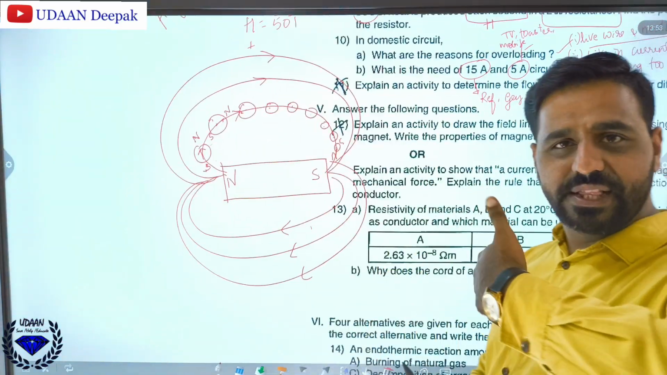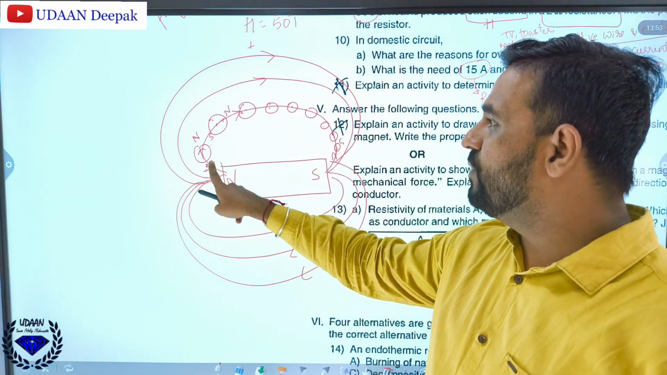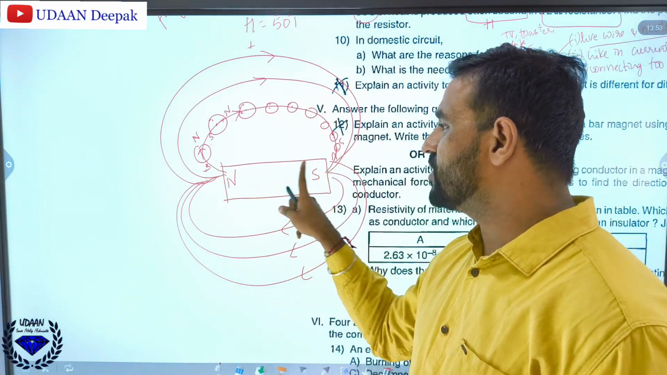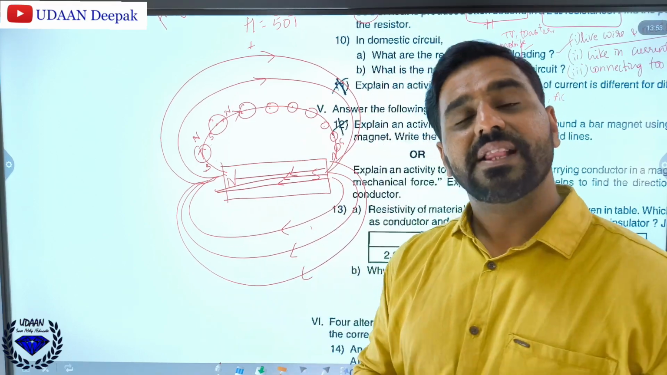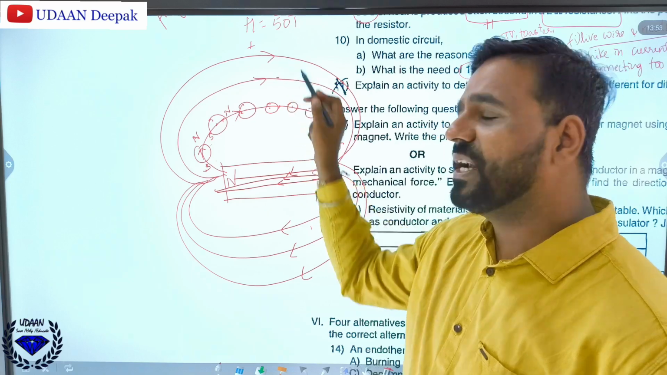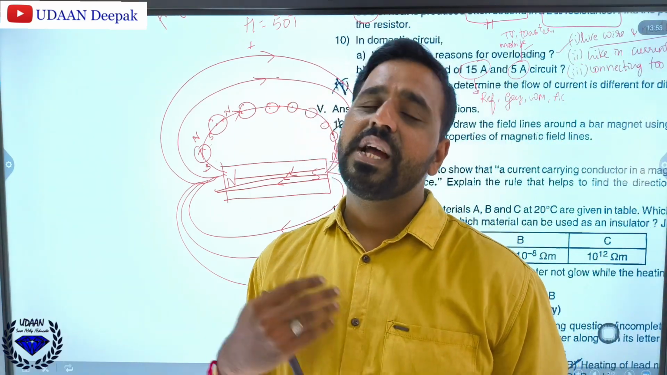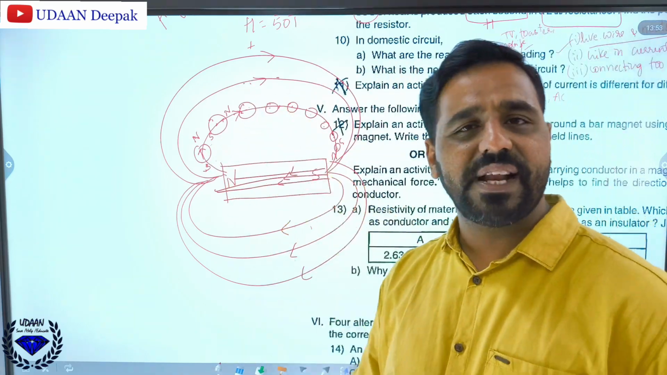So by looking into this, there are three properties of magnetic field lines. The first one is that the magnetic field lines start from the north pole and end at the south pole outside the magnet, and they start from the south pole and end at the north pole inside the magnet. The second one is that the closer the magnetic field lines, the stronger the magnetic field. The strength of the magnetic field depends upon the closeness of the magnetic field lines. Then, two magnetic field lines never ever intersect each other.